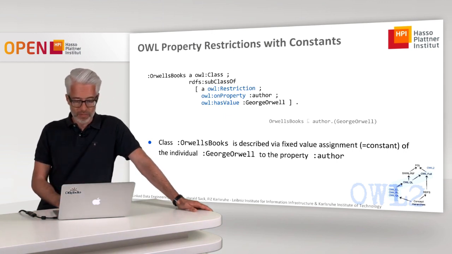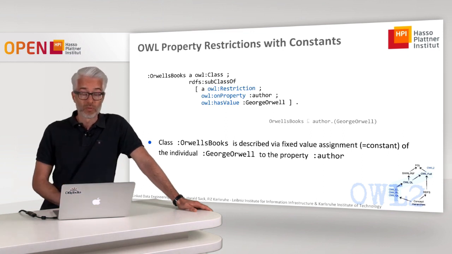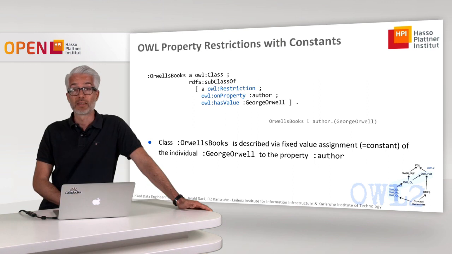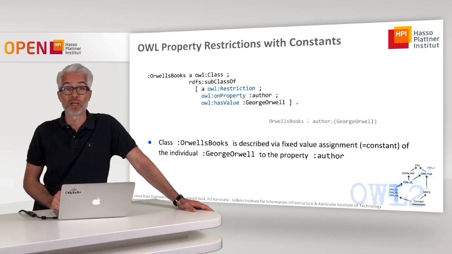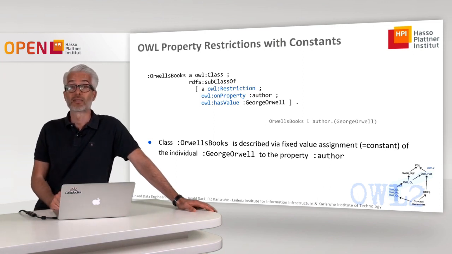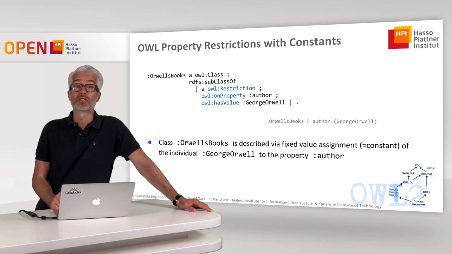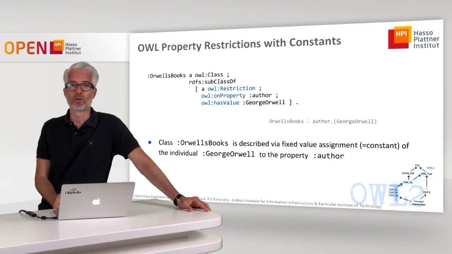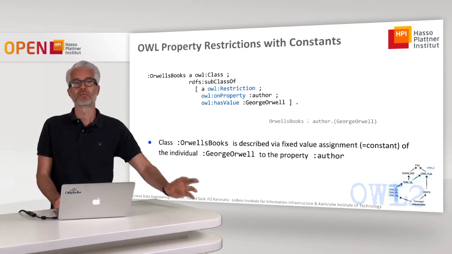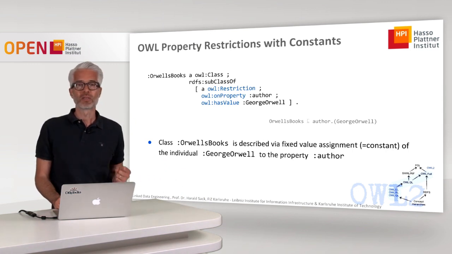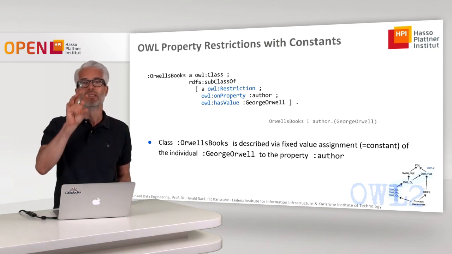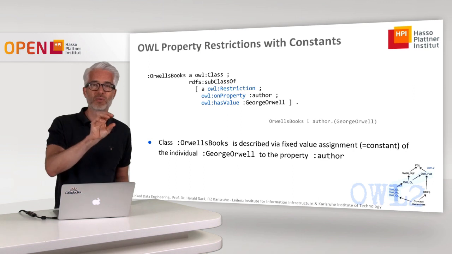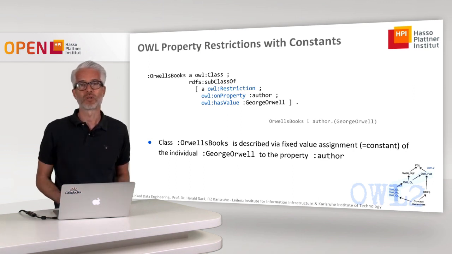How does this work? In OWL, we define Orwell's books as a class, and then we say this class is a subclass of, and then we define a new construct given here in square brackets and say, okay, this construct is a so-called OWL restriction. The restriction is on a specific property. So we have another keyword which is OWL on property, which says now the property author. We give a restriction, and the restriction is of the type value restriction. So we say this property must have a specific value, and the value here is given as George Orwell.